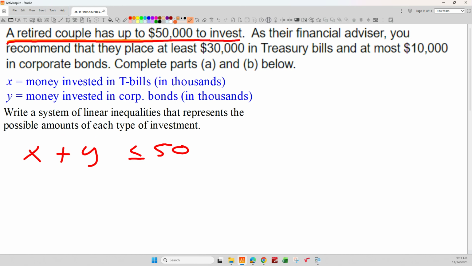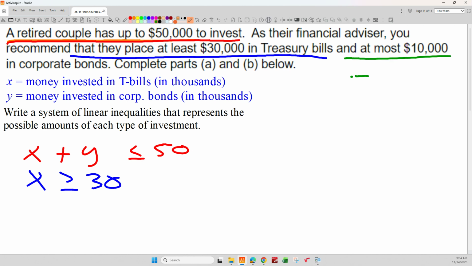You recommend they place at least $30,000 in treasury bills. Okay, so what's that mean? Yeah, at least means 30,000 or more, right? And treasury bills is an X issue. So X has to be greater than or equal to 30. Because remember, we're just measuring in thousands. Okay? How about this one?